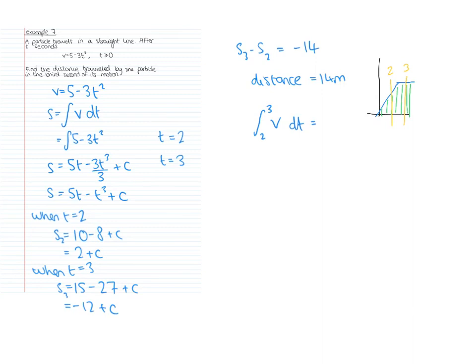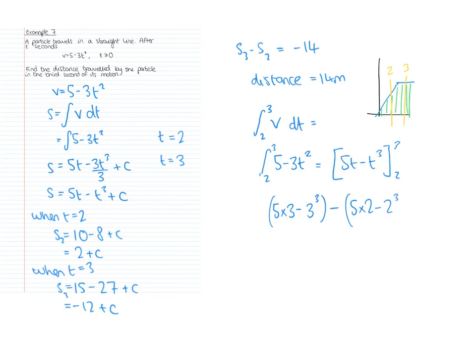So we integrate between 2 and 3, which is 5 minus 3t squared, between 3, sorry, that's supposed to be a 2, between 3 and 2, which is 5t minus t cubed, 3 and 2, so we sub it in, 5 times 3 minus 3 cubed minus 5 times 2 minus 2 cubed, and we get minus 12 minus 2, which is minus 14, and the same logic, the distance is 14 meters.